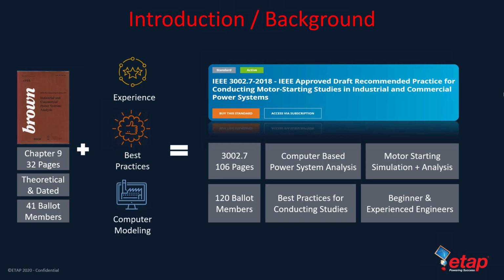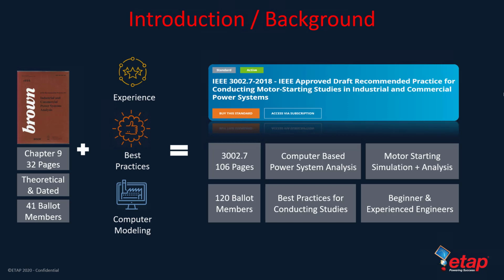For those of you who are familiar with the original Brown Book or the IEEE 399 standard, for motor acceleration, it was in chapter number 9. It was a total of 32 pages. The information, although it was relevant at the time, is now dated, and the ballot was 41 members at the time.